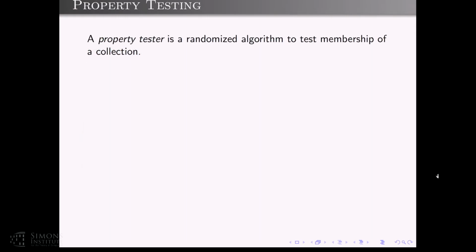An algorithm that does that is called a property tester. This is going to be a randomized algorithm, and it's used to test membership in a collection. So in the talk, when I say something satisfies this property, it's equivalent to saying the object is in this property.